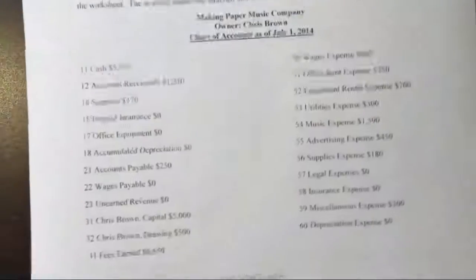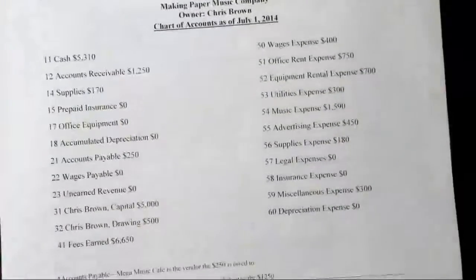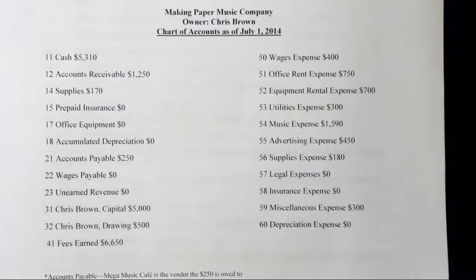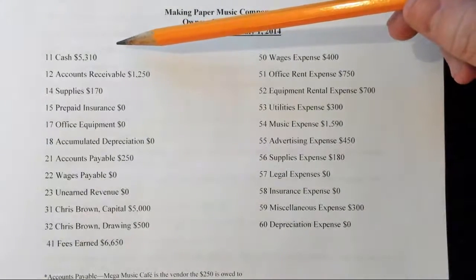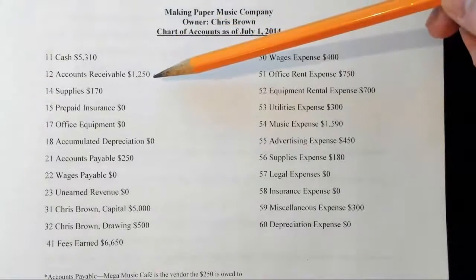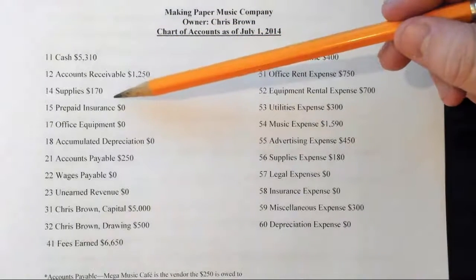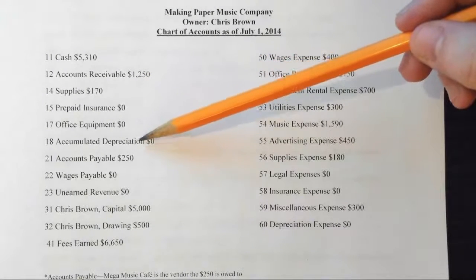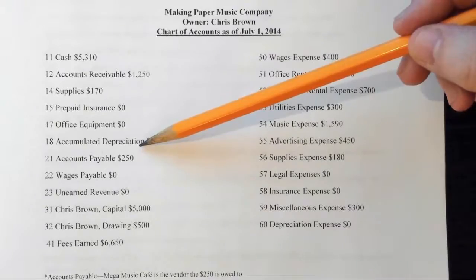So we have a company, Making Paper Music Company. Owner is Chris Brown. This is his chart of accounts as of July 1st, 2014. His cash account has $5,310 in it. His accounts receivable, $1,250. Supplies, $170. Prepaid insurance, office expense, accumulated depreciation.